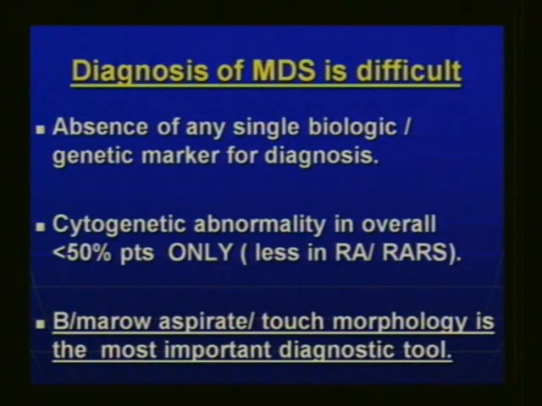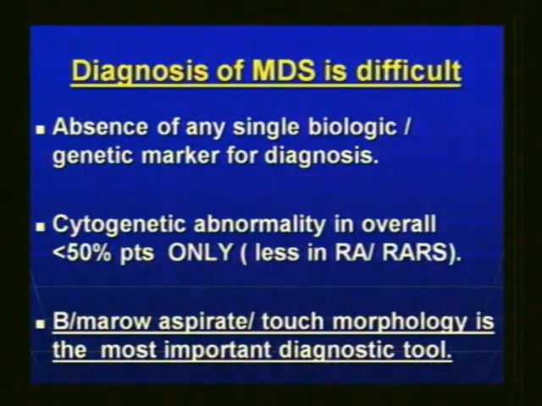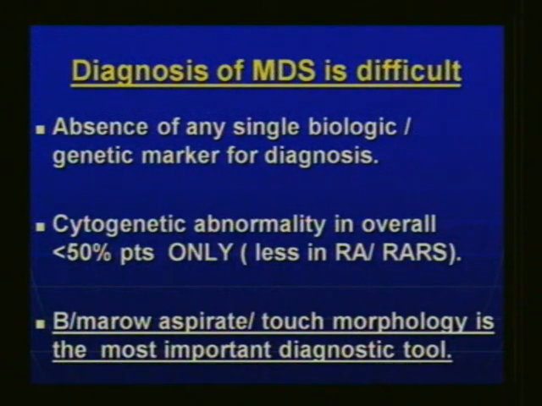The diagnosis of MDS is difficult because there is no specific genetic marker. Many of the leukemias, like chronic myeloid leukemia or myeloproliferative disorders, nowadays have specific single cytogenetic abnormalities identified, which is nothing like that in the MDS category. Even if some recurrent cytogenetic abnormalities are detectable in myelodysplastic syndrome, overall you do not find these abnormalities in more than 50% of patients.